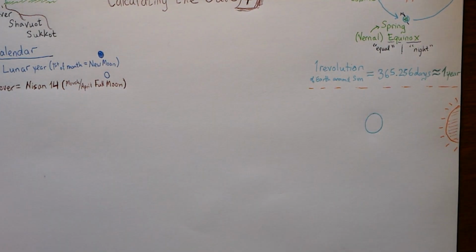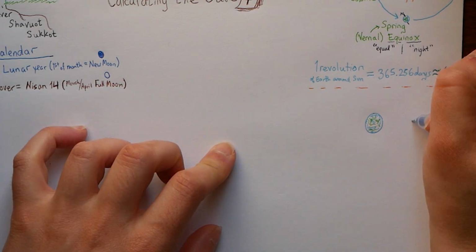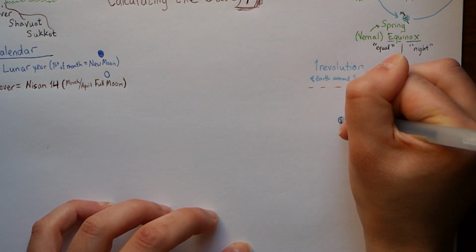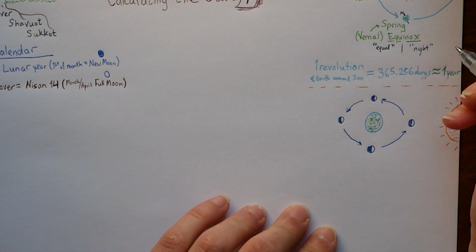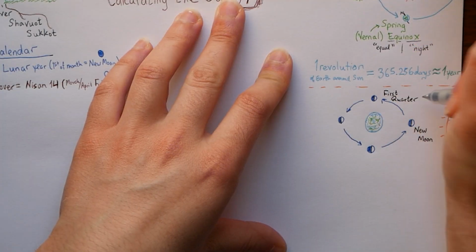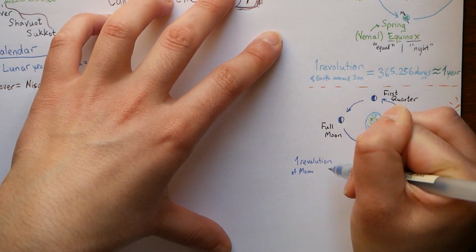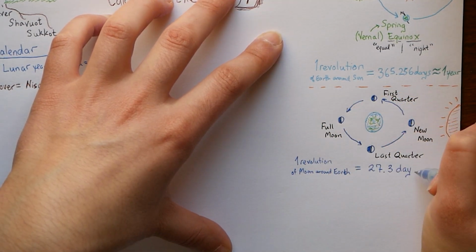Again, another quick astronomy lesson talking about moons and their cycles. The way it works is that when the moon is in between the sun and the earth, it's a new moon. When the earth is in between the sun and the moon, that's when you get a full moon. One rotation of the moon around the earth takes about 27.3 days.